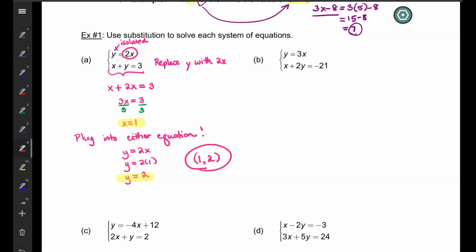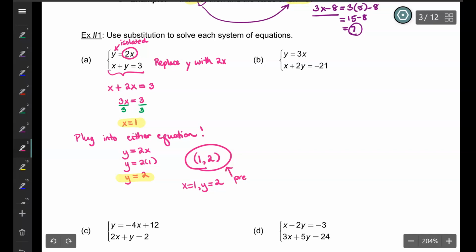Now, if you wanted to, you can write out x equals 1, y equals 2, but I prefer writing it as an ordered pair. Okay?